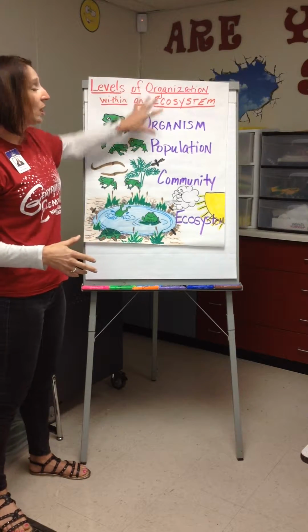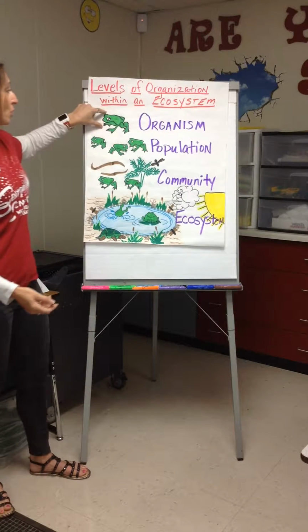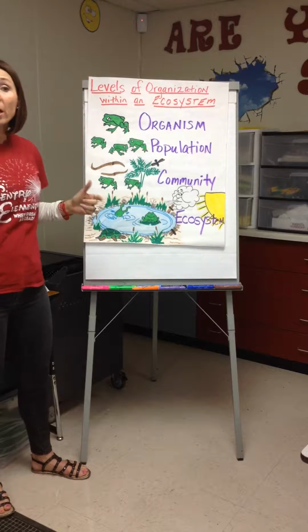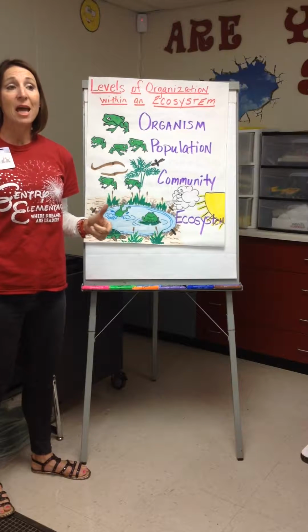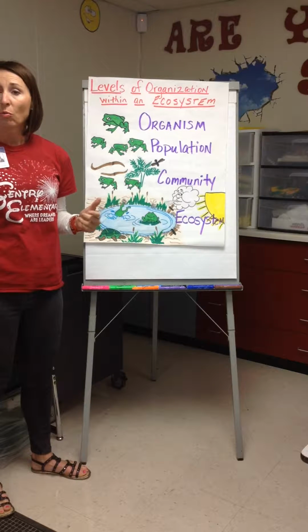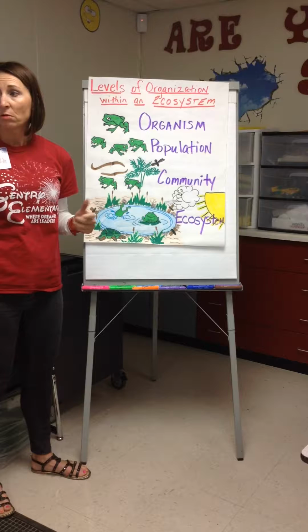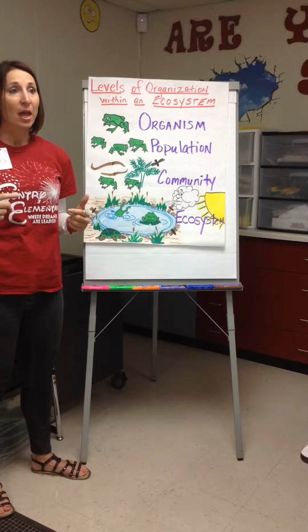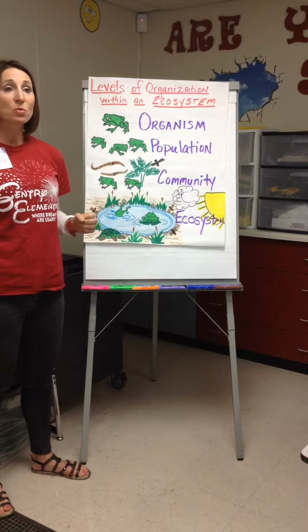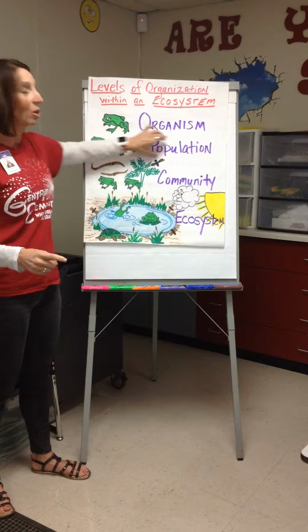So let's go through your ecosystem levels of organization. You start off with an organism, one frog. So when you're reading your test questions, if it says a or an, that means one. A frog. Just one. A dog, a cat, a fish. That's just one, so that would be organism. Some of you are missing this one right here on your questions.